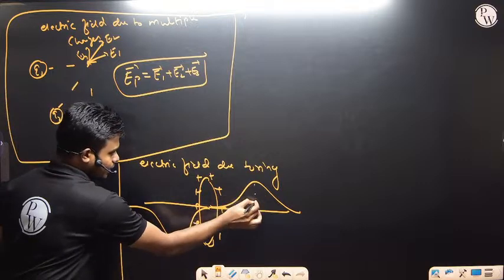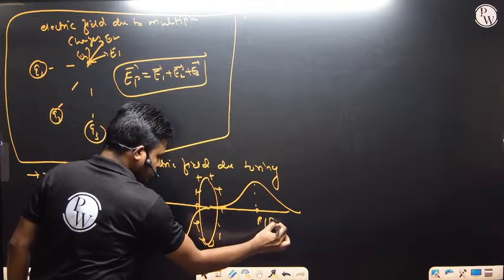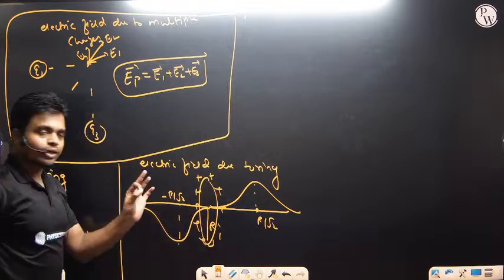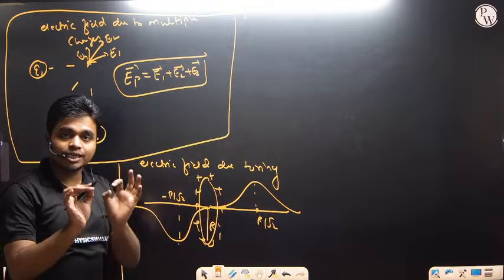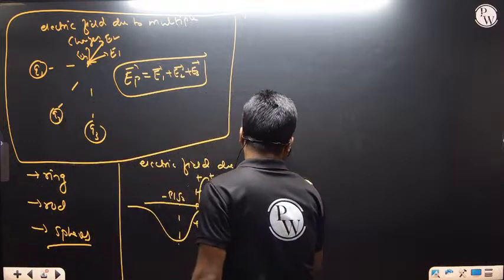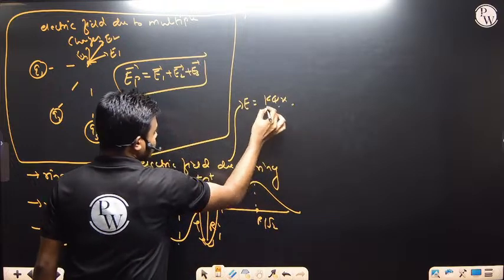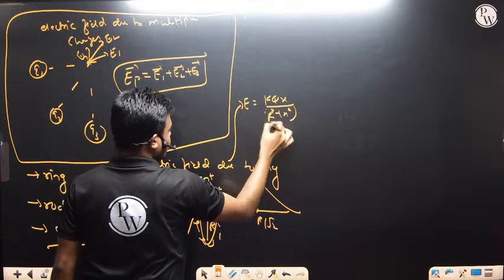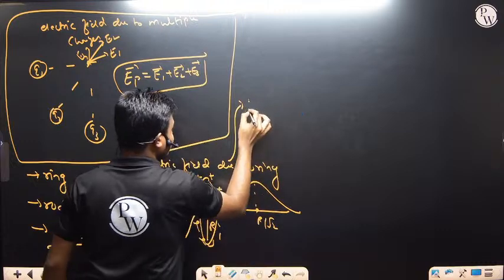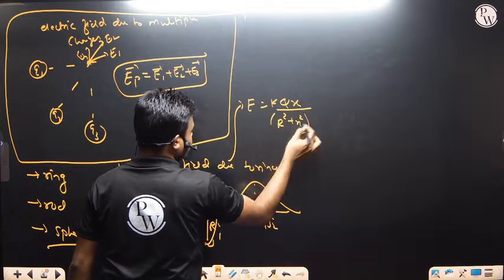If we take this particular point from the center, that distance is r by root 2, and on the other side minus r by root 2, provided that r is the radius of the ring. At that particular point, r by root 2 or minus r by root 2, the electric field because of the ring will be maximum. The value of the electric field due to ring is given by E equals kQx divided by r square plus x square to the power 3 by 2. This is the electric field due to ring.